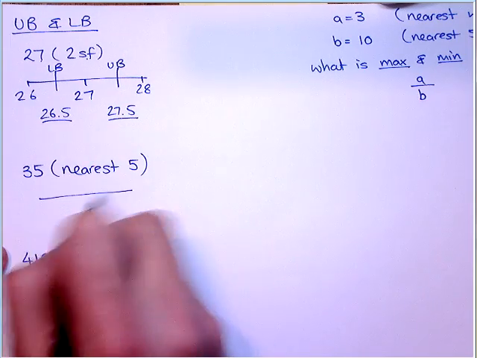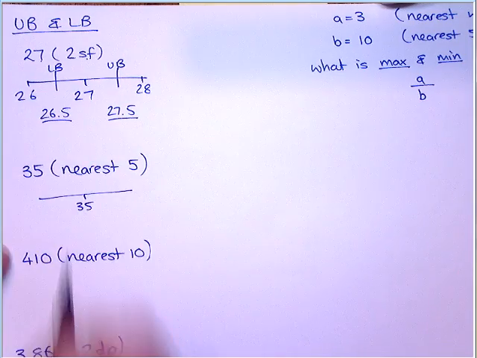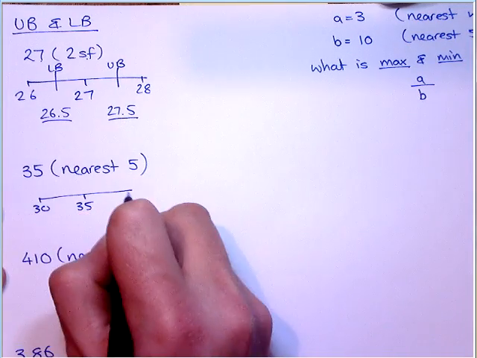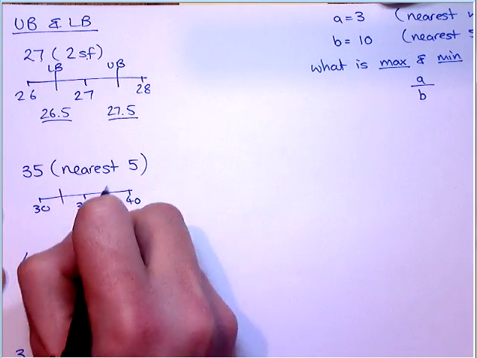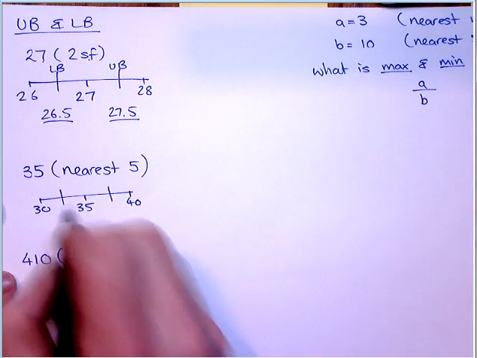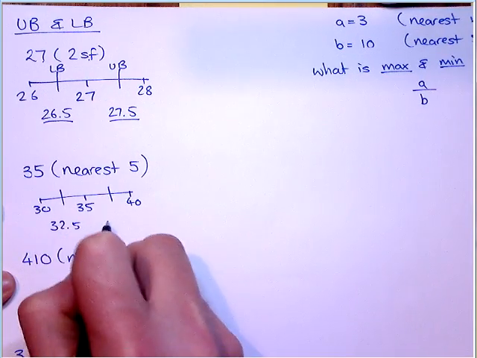Now let's do the same here. We have 35 in the center, but it's to the nearest 5. So this time we need to increase it and decrease it by 5. The upper and lower bounds are our midway points. So we have 32.5 and 37.5.